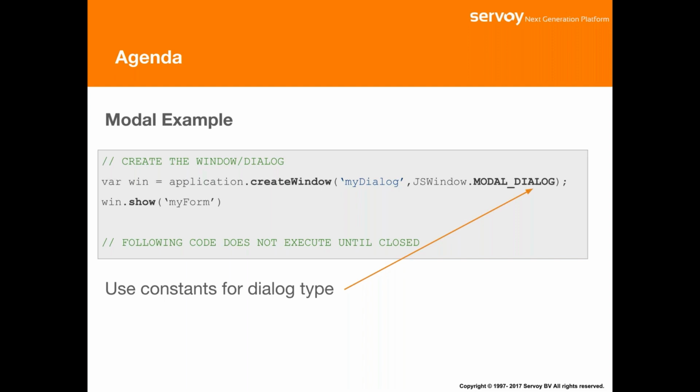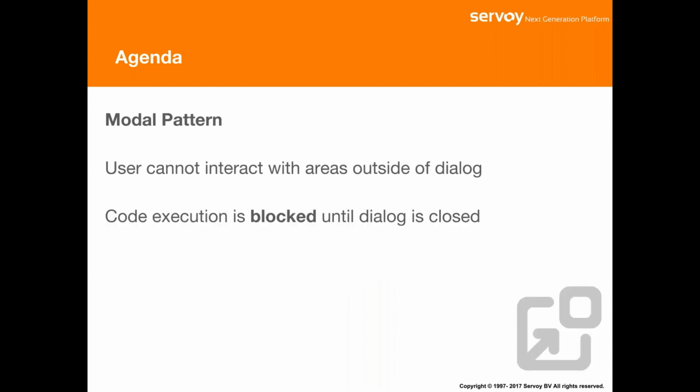And that's really useful. There's nothing extra you have to program. You just show modal dialog, and the next line of code is executed when the dialog closes. A code example of this is really just the 2 lines of code where you create the window and make sure you use that constant, and then you show it, and then after that code is blocked.